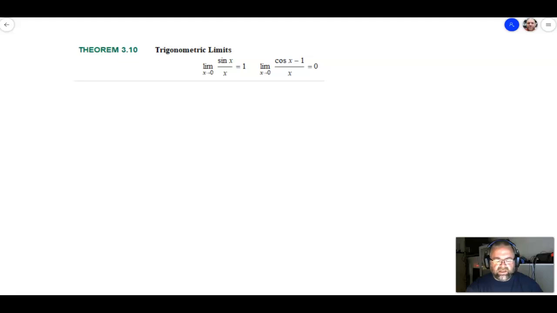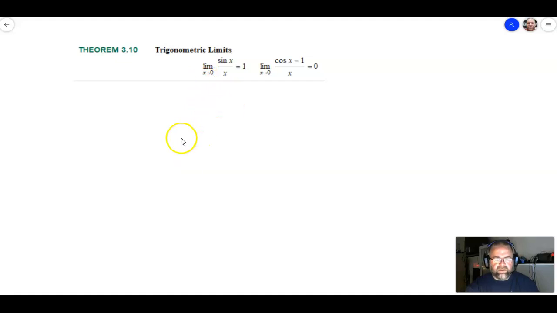Today we're going to take a look at section 3.5. This is derivatives of trigonometric functions, and we're going to start with a couple of special limits. Let's see why. I'm going to do the first one here, and I'm going to leave the second one as an example in the book if you want to take a look at that.